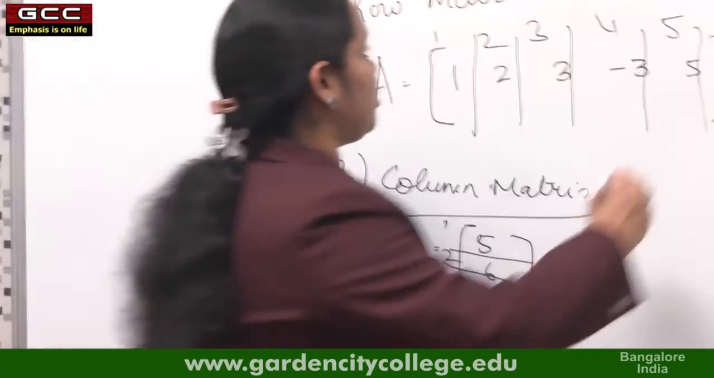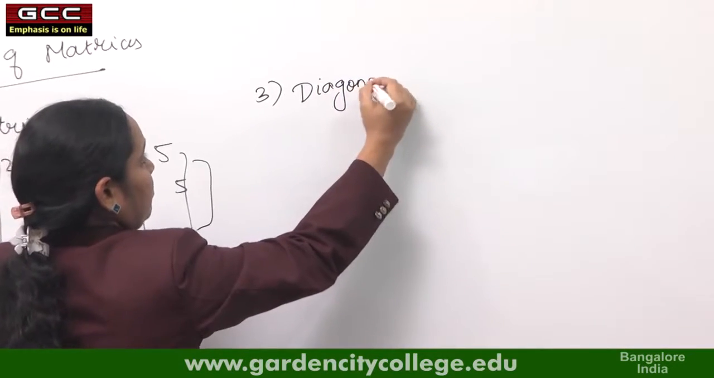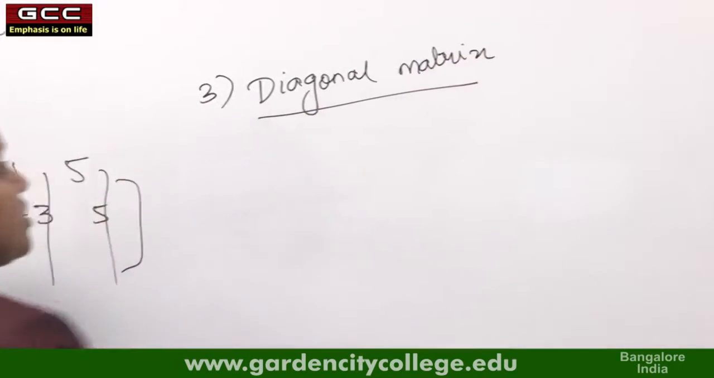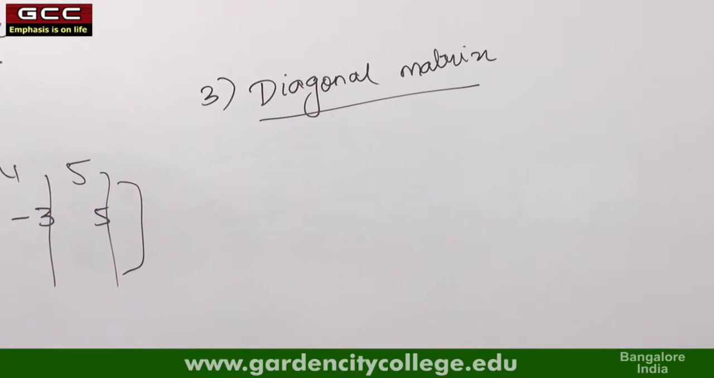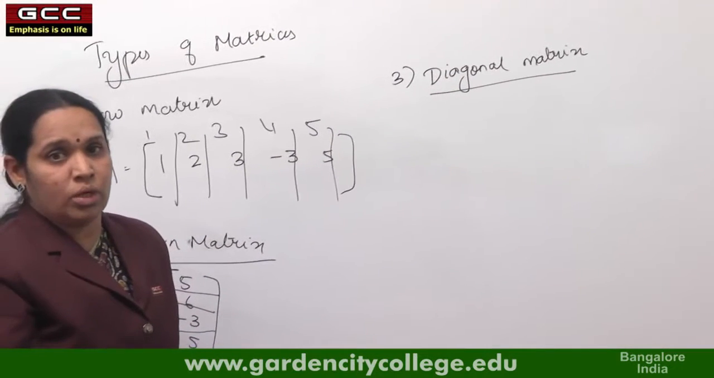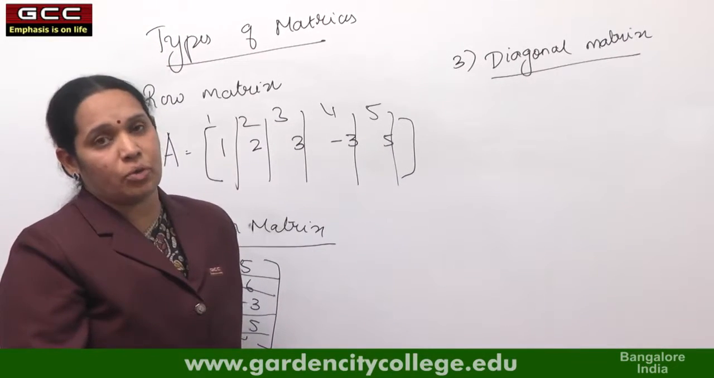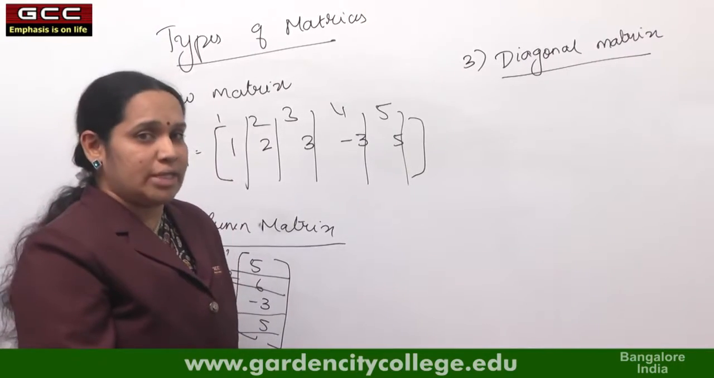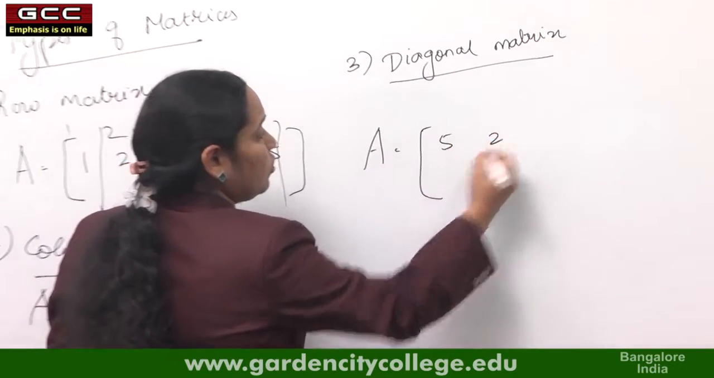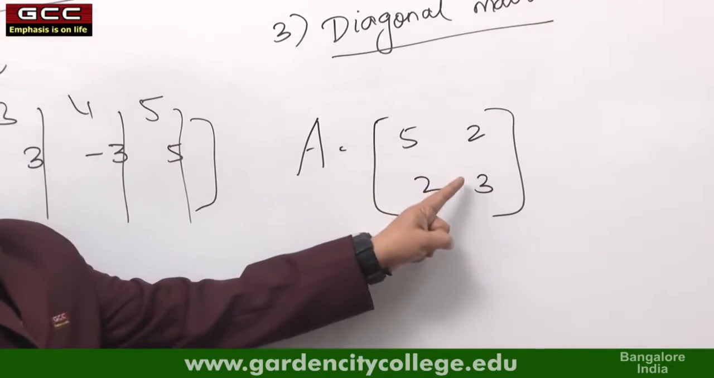The next type I am going to see is a diagonal matrix. A diagonal matrix is defined as a square matrix in which only the diagonal elements are non-zero and all other elements are 0. What do I mean by a square matrix? A square matrix is a matrix in which the number of rows and number of columns are the same. For example, A is equal to 5, 2, 2, 3 is a square matrix because there are 2 rows and 2 columns.